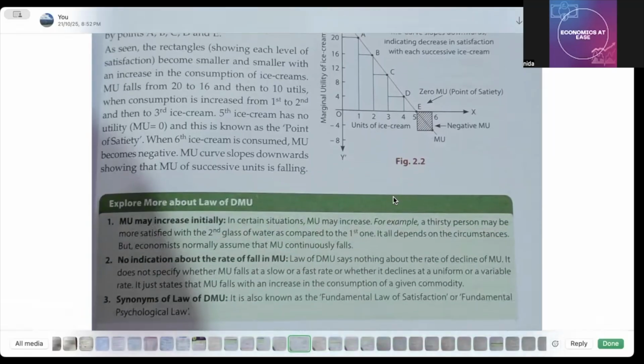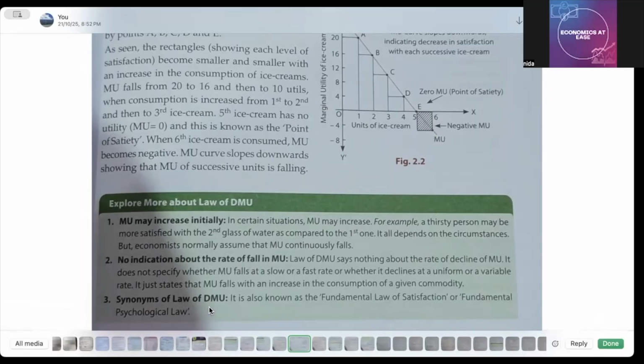Now explore more about the law of DMU. In certain situations, MU may increase. For example, a thirsty person may be more satisfied with the second glass of water as compared to the first one. It all depends on the circumstances. But economists normally assume that MU continuously falls. MU का nature ही यही है कि वो fall करेगा. No indication about the rate of fall in MU. यहाँ पे कोई indication नहीं कितने rate से वो गिरेगा. Then synonyms of the law of DMU, it's very important. इसे अलग नाम से जाना जाता है, fundamental law of satisfaction or fundamental psychological law.